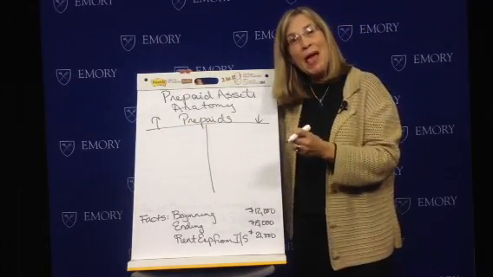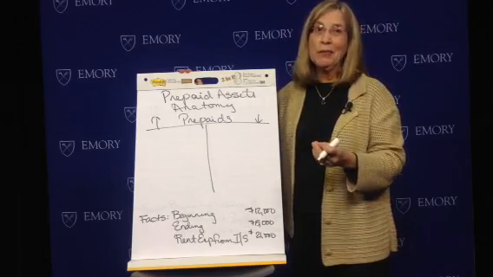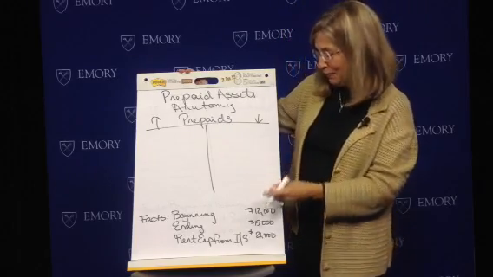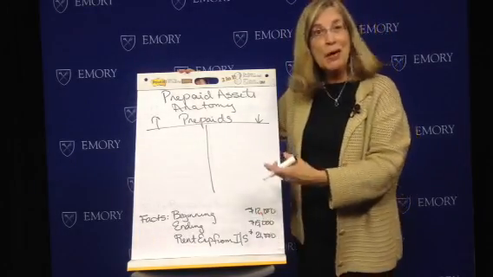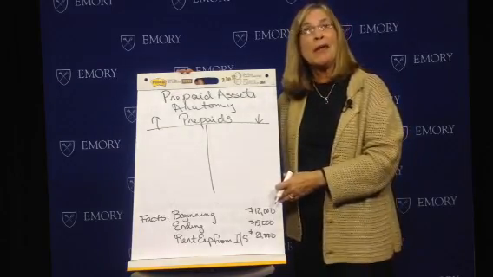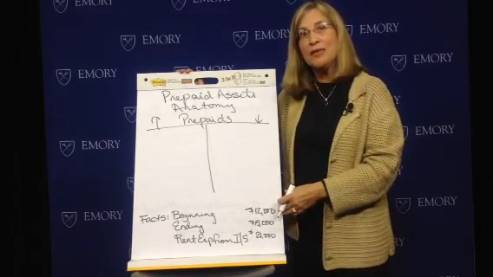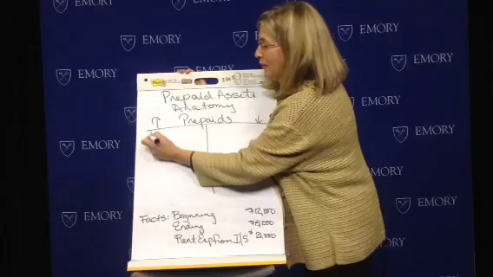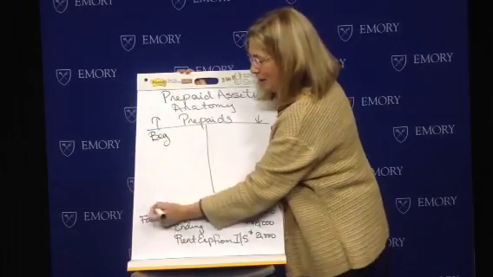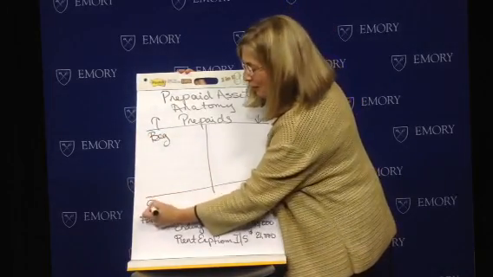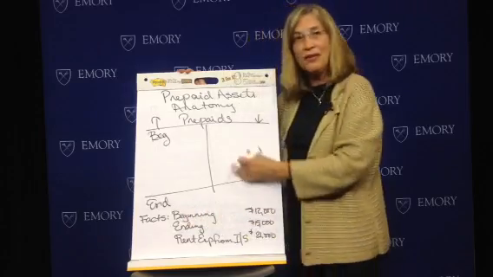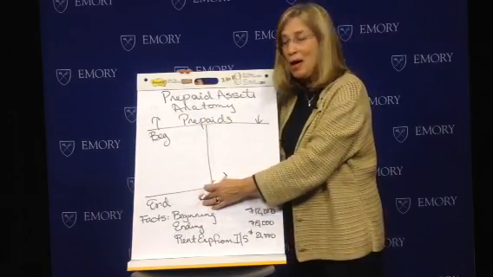And prepaids would include things like prepaid rent, in this case we have prepaid rent, but we could have prepaid insurance. That would be another one. And so we would expect to see a beginning balance that's an asset, and we would expect to see an ending balance that's a debit balance as well.